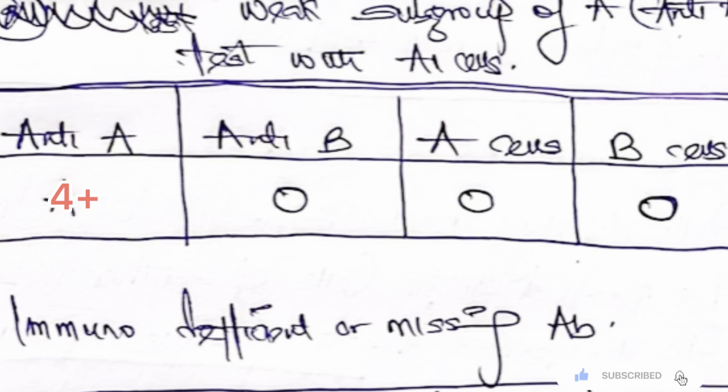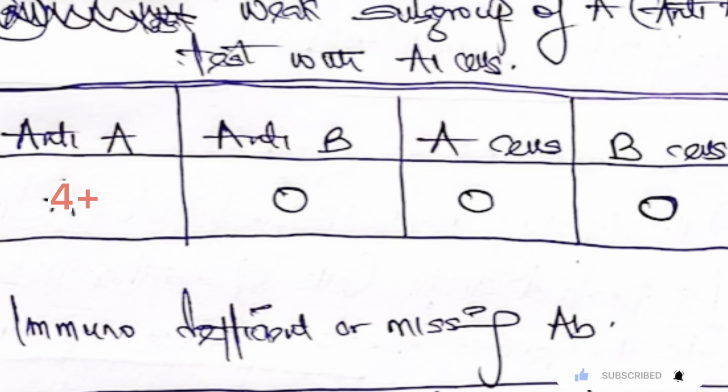But let's go to the reverse grouping. The reverse grouping is showing no reaction and no reaction. Judging from the forward grouping, this person is probably an A individual. So we are expecting to have a reaction in the B cells, but the B cells is showing no reaction.